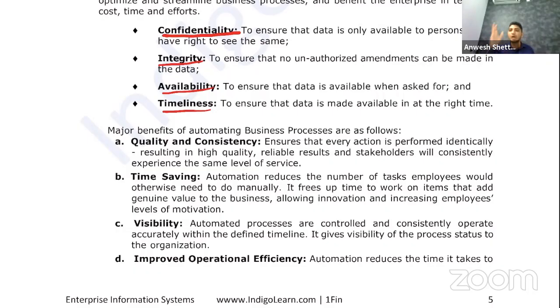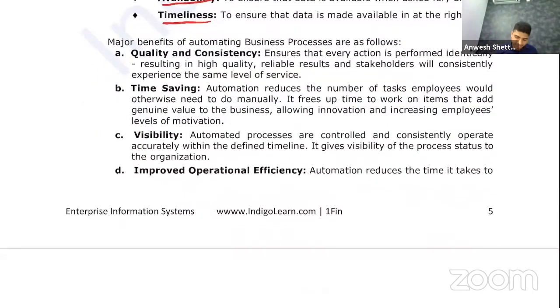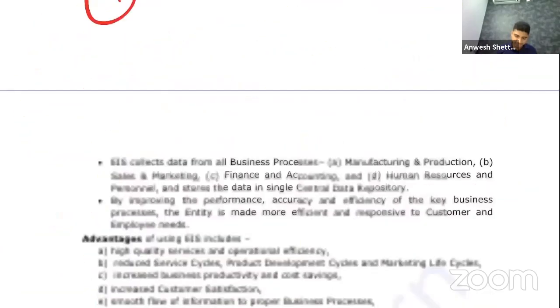So these 4 are the objectives of business process automation. That is, even after you automate the business process, these 4 things have to be there. Next, what are the major benefits of automating business process? Now let us talk about the same.